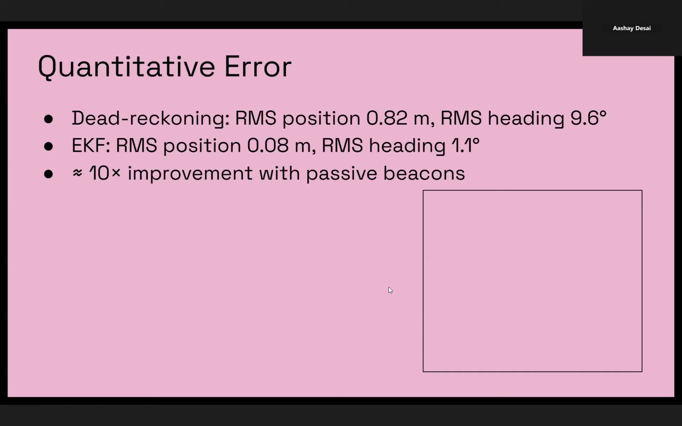Numbers back up the picture. With dead reckoning alone, the root mean square position error is 0.82 meters, and the heading error is almost 10 degrees. Plug in the EKF, and those drop to 8 centimeters and 1 degree. That's a 10-fold improvement, huge for tasks like docking and tight aisle navigation.